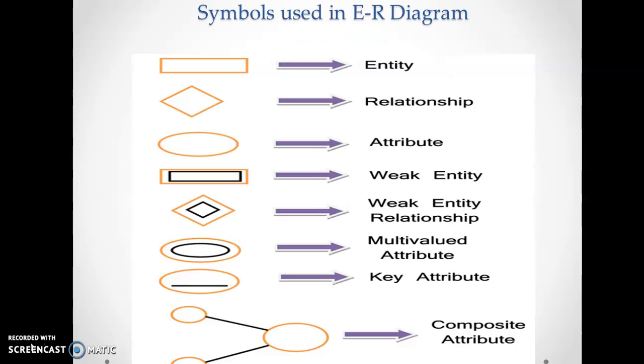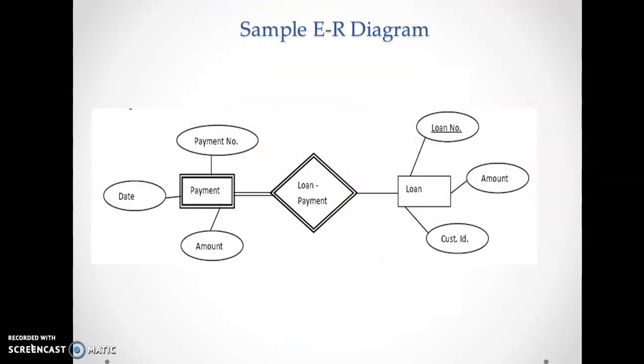These are the symbols used in an ER diagram. We have just learned this. We will just summarize. Rectangle is used for entity, diamond for relationship, ellipse for attribute, double rectangle for weak entity, double diamond for weak entity relationship, multi-value attribute by double ellipse, key attribute by ellipse and the name should be underlined, and the last one is composite attribute.